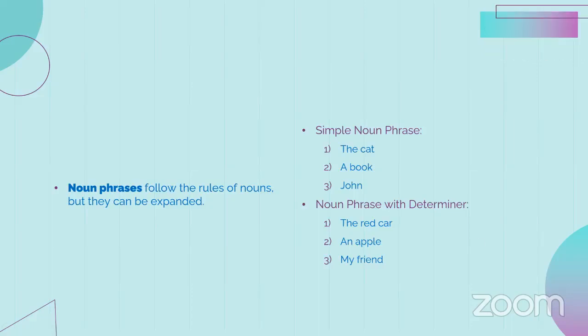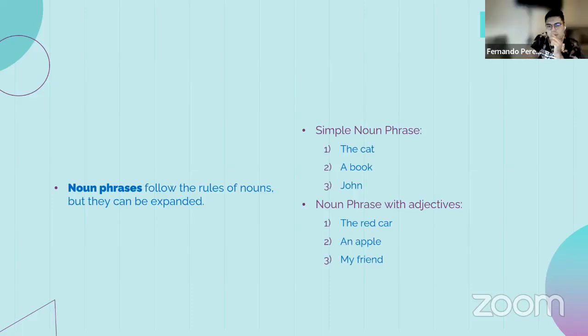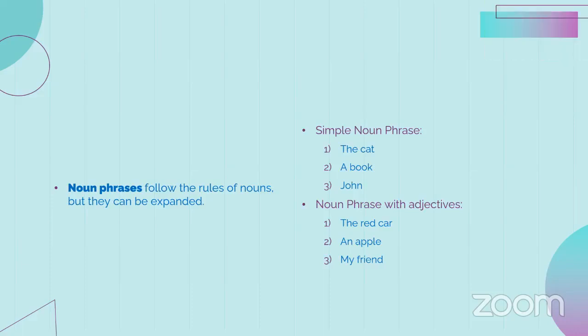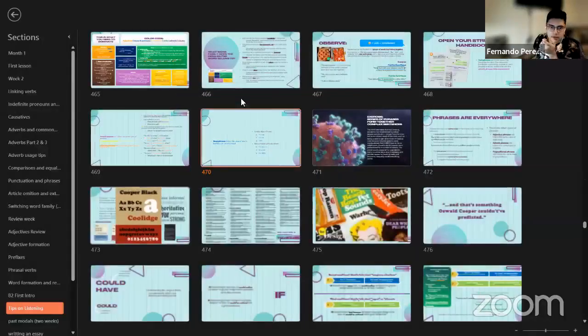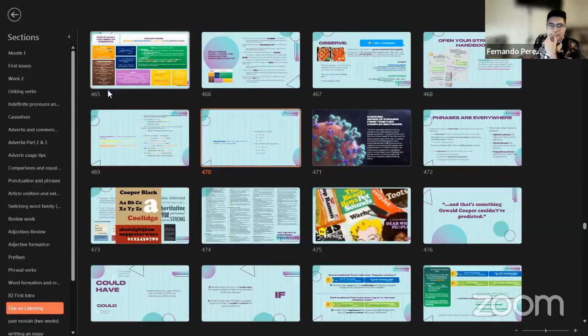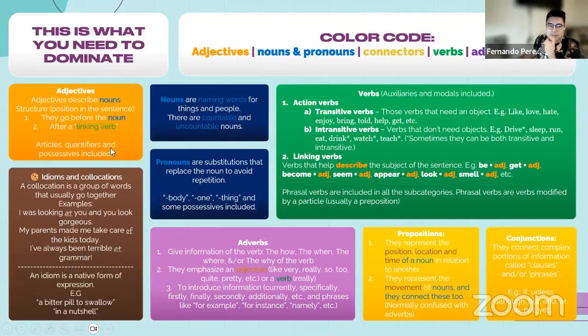Here, an apple. What about an apple? Why is it a simple noun? Well, the question is why, for example, in simple noun phrase we have a book, and in noun phrase with adjectives we have an apple. Exactly. Technically, as we saw in the group, in the word families, articles, quantifiers, and possessives are included as adjectives.